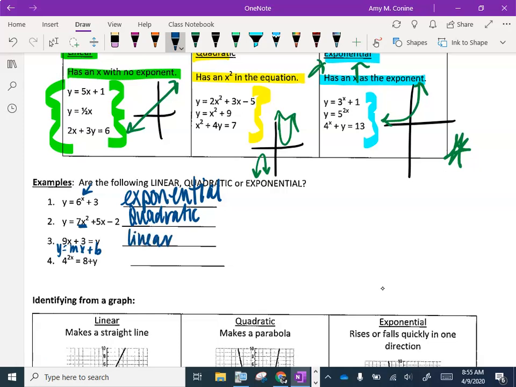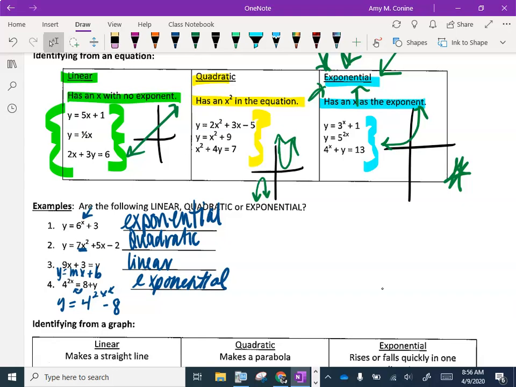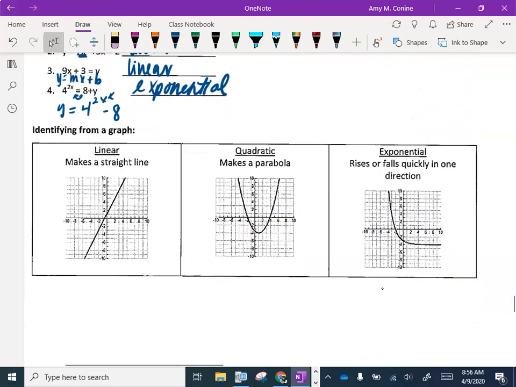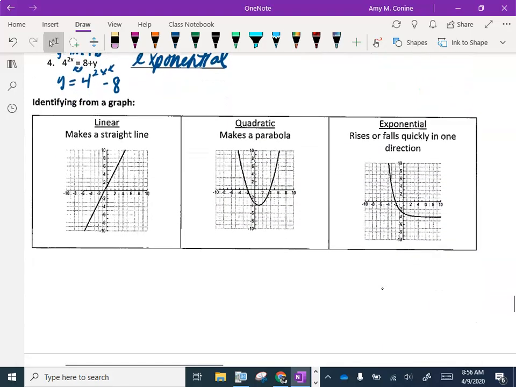And then for 4, if you move this 8 over, it's y equals 2^x minus 8. The x is in the exponent. That's going to be exponential. They're going to try to throw you off by making it look a little different, but you just need to know these characteristics right here. No exponent, an x squared, or x is in the exponent. Right? So identifying the graph, we just talked about that above.